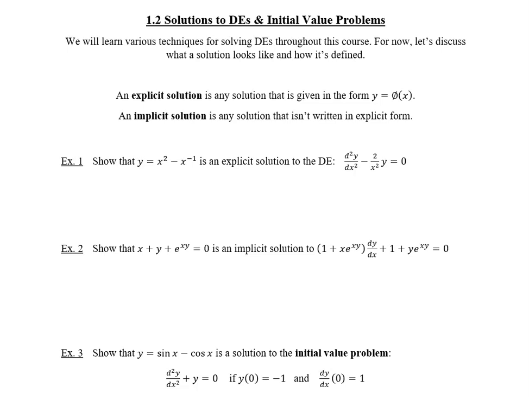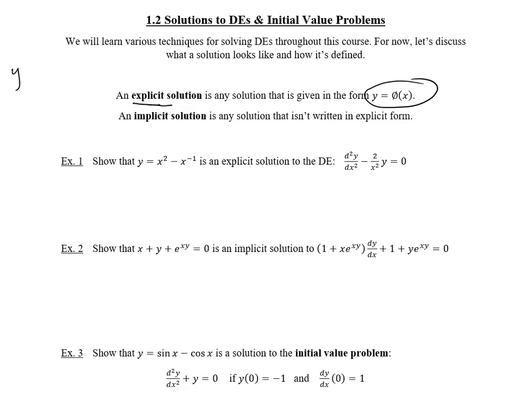So an explicit solution is any solution that is given in the form y equals, and this funny notation is what our textbook uses. They call this, I think this is the Greek letter phi, phi of x. But basically it's a function of x. So y equals some function of x. That's the format I'm looking for when I solve a differential equation. If that solution is y equals blah, blah, blah of x, that's what we call an explicit solution.